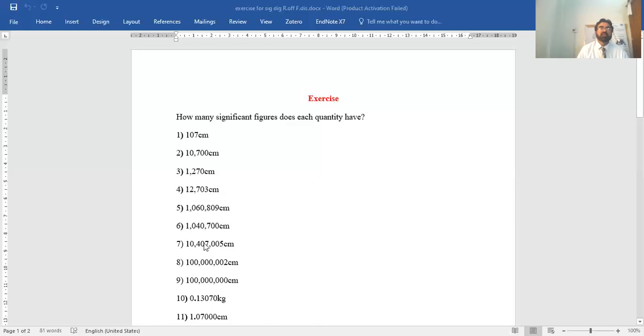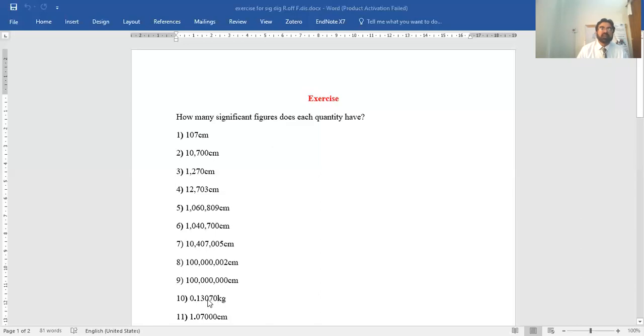10407005, all the zeros and non-zero digits are considered to be significant figures because all the zeros are sandwiched. They have come in between two non-zero digits. 100000002, all these zeros are significant, and the total number of significant figures is 1, 2, 3, 4, 5, 6, 7, 8, and 9. So there are 9 significant figures in this quantity. 1000000000, if there is no decimal, then all these zeros are considered to be non-significant, and there is only one significant figure, that is 1.